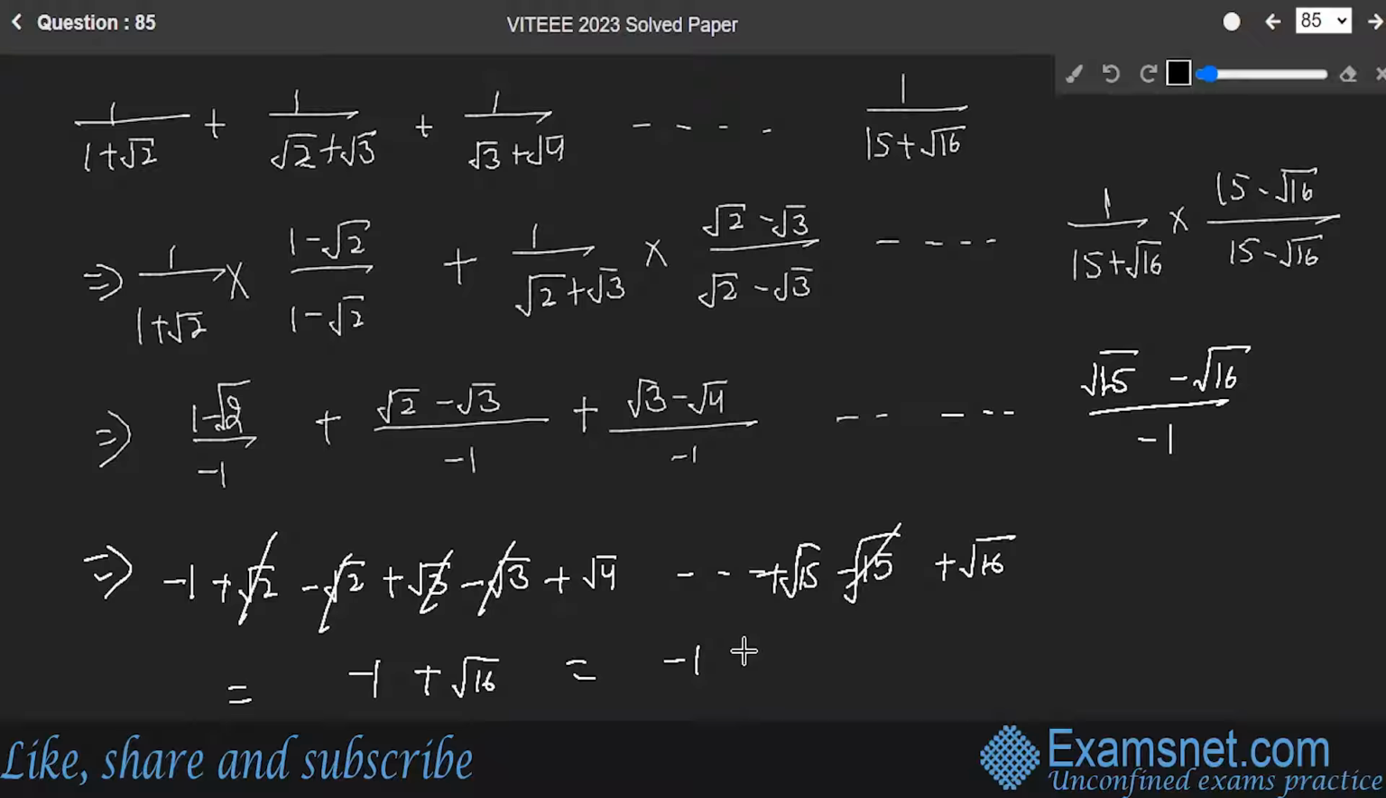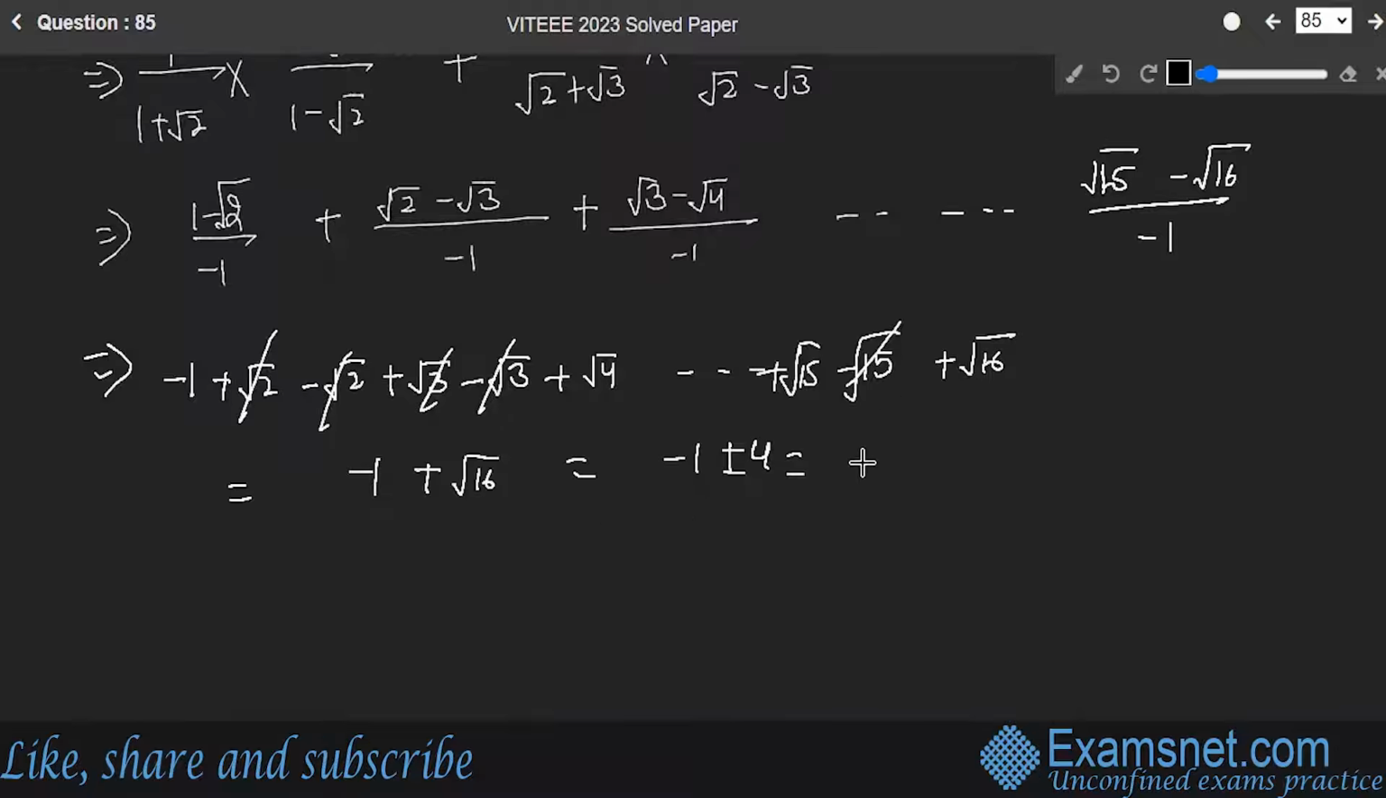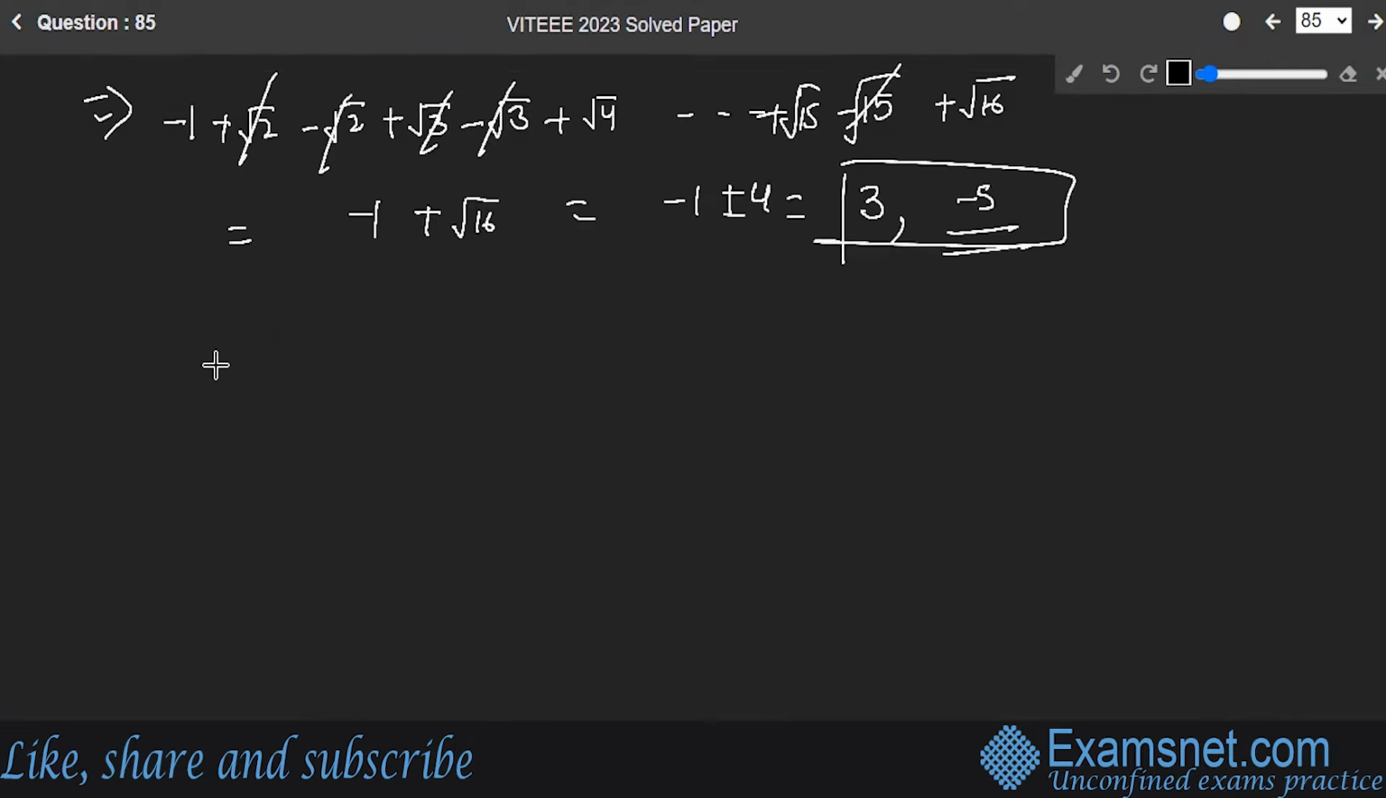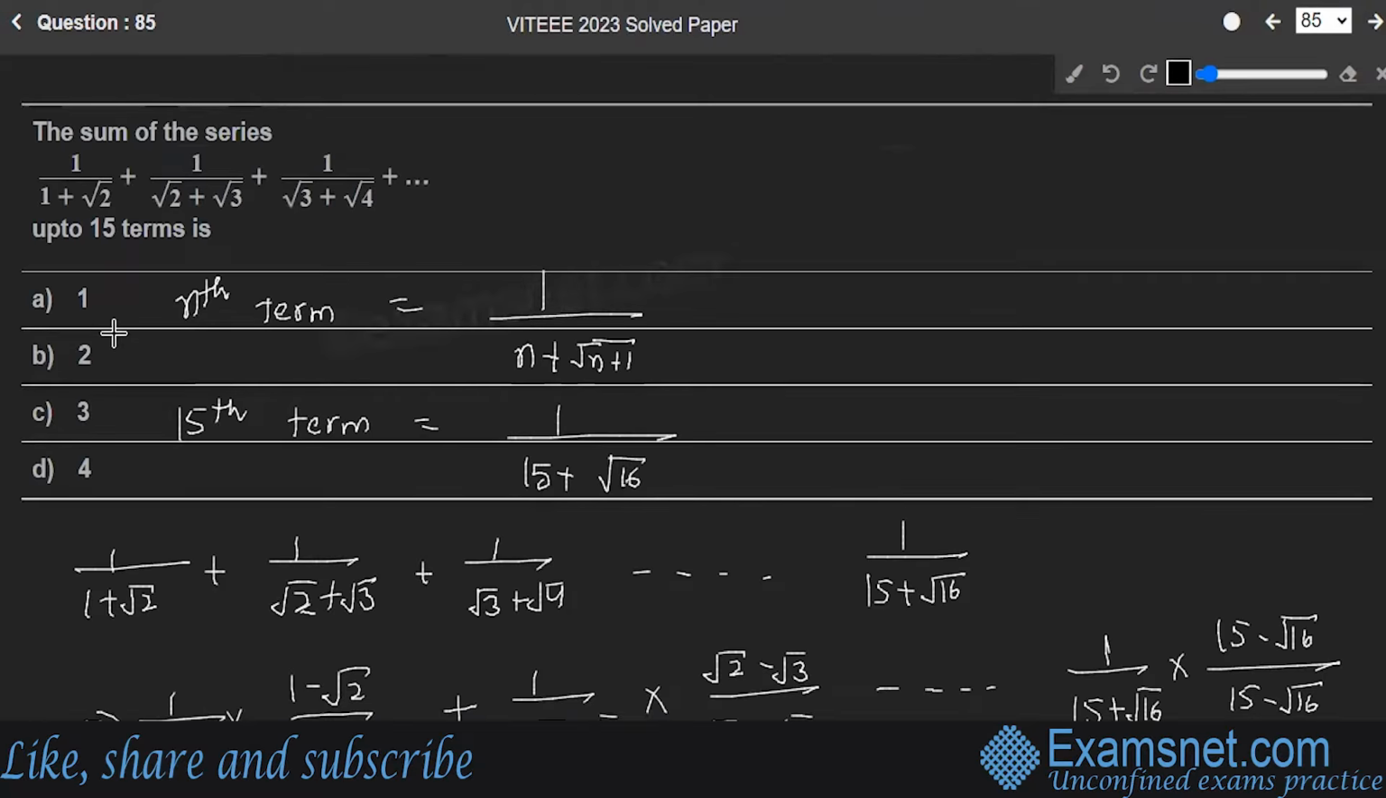That is minus 1 plus 4, or plus minus 4 actually. So it may have two values. If I'm taking plus 4, then it is 3. If I'm taking minus 4, then it is minus 5. These are the two possible values, sorry, it is 3 and minus 5. Minus 5 is not in the options, but surely I have 3. So option C is the correct answer to the question.